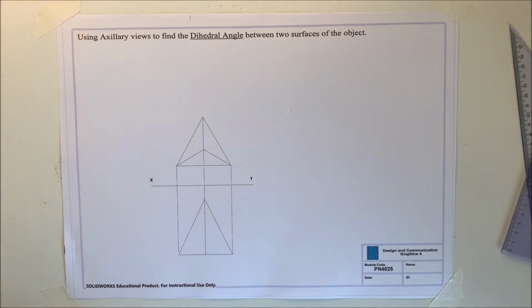Now if we were to kick this off, the first thing, like always, we have to read the question, what's being asked. So use your auxiliary views. So first of all we know that we're going to be taking auxiliary views of this object to find the dihedral angle between two surfaces of the object. Okay, so basically we're taking our auxiliary views, we're finding a dihedral angle, and it's going to be of two of the surfaces of the object.